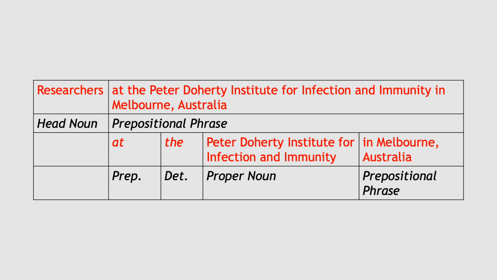So, in the prepositional phrase, after the preposition at is the noun phrase including the institution name, the Peter Doherty Institute for Infection and Immunity, ending with another prepositional phrase, in Melbourne, Australia, for specifying the location of the institute.